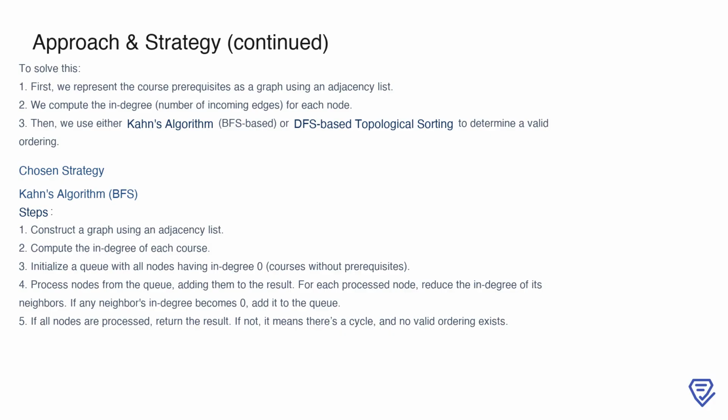The steps for Kahn's algorithm begin with constructing the graph. Then, we calculate the in-degree for each course and initialize a queue containing all nodes with an in-degree of 0. These are the courses that don't have any prerequisites and can be taken immediately. From there, we process each node in the queue, add it to our result, and reduce the in-degree of its neighbors. If any neighbor's in-degree becomes 0, we add it to the queue as well. This cycle continues until all nodes are processed. If we process all nodes successfully, we return the result as the valid course order. However, if any nodes remain unprocessed, it indicates the presence of a cycle, meaning no valid ordering exists.